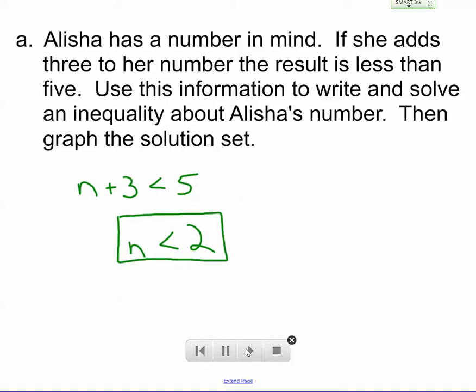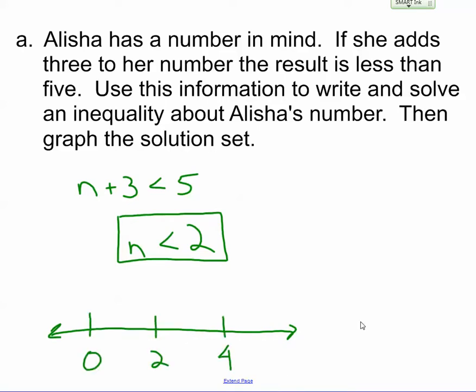And then we're going to graph this, and we just did something very similar on the previous page. There's 2, there's 4, there's 0. It really doesn't matter how you scale your number line. You can scale by 1s, 5s, but this shows that we're dealing with a number line. We're showing that 2 is the start, but 2 is not included in our solution set. All values less than 2 do meet the criteria of numbers that Alicia might be thinking of.